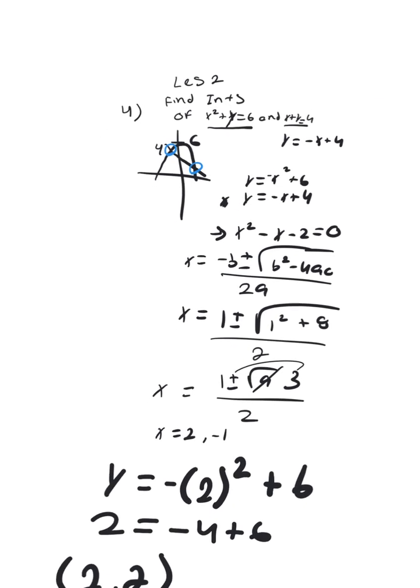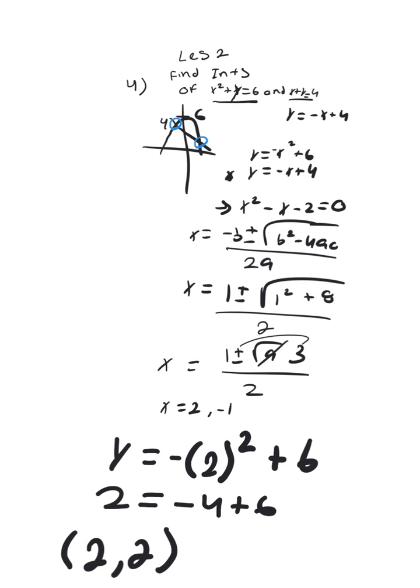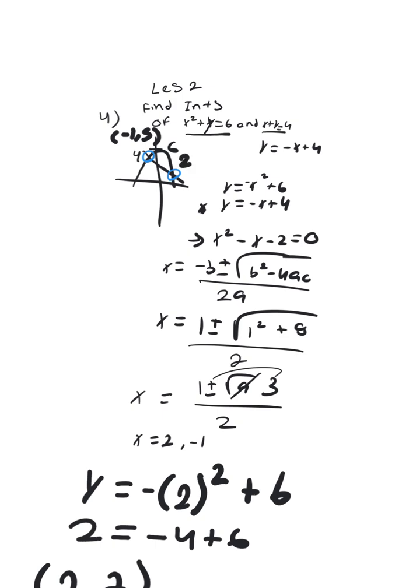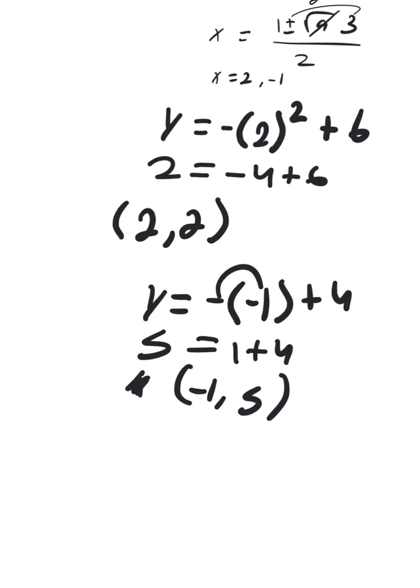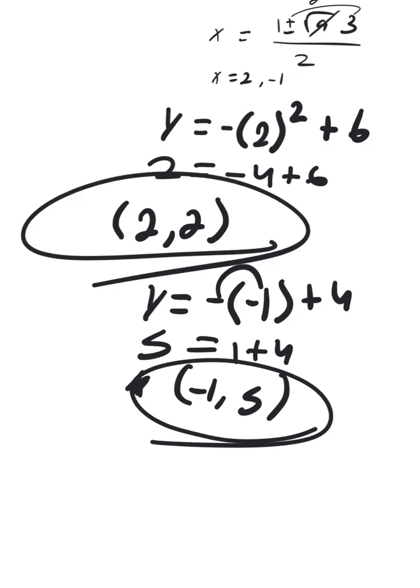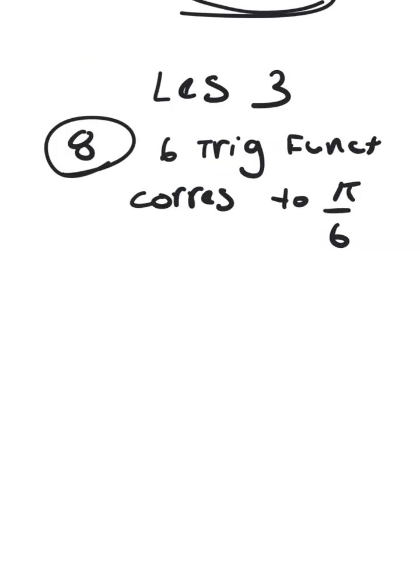So let's see if this makes sense. Negative 1, 5 here, and 2, 2 here. That is our intercept points.